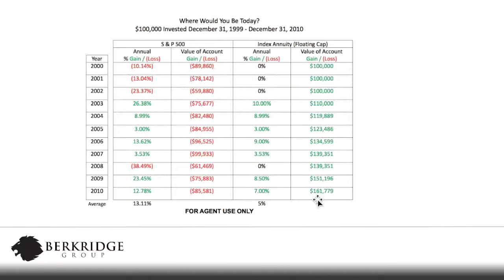Why is that? Whenever you have a negative rate of return, your actual rate of return is not going to equal your average rate of return. Average rate of return is 13% here, but your actual rate of return is far less than that. In this scenario, your actual is going to equal your average just because of the floor.